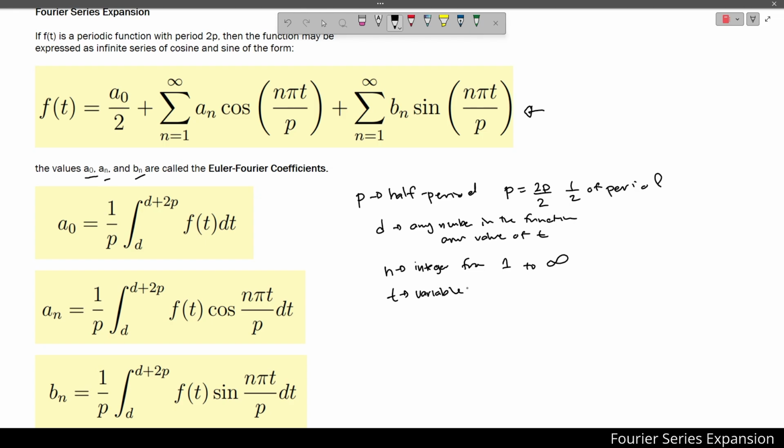Ang goal natin sa Fourier series expansion is to get the values of the Euler-Fourier coefficients, then substitute them back into this equation, and yun ay sagot.